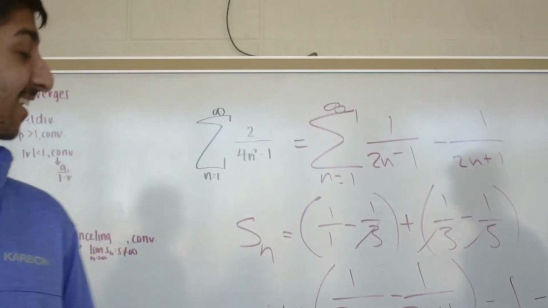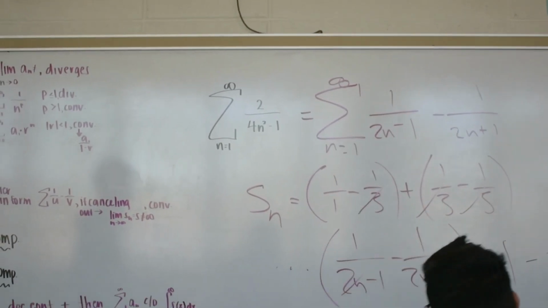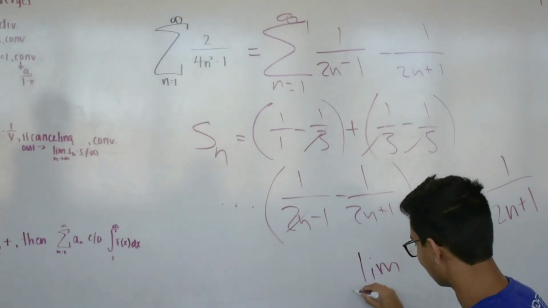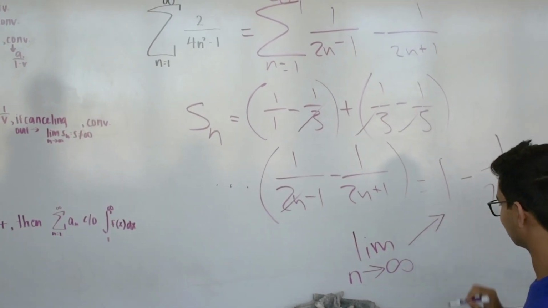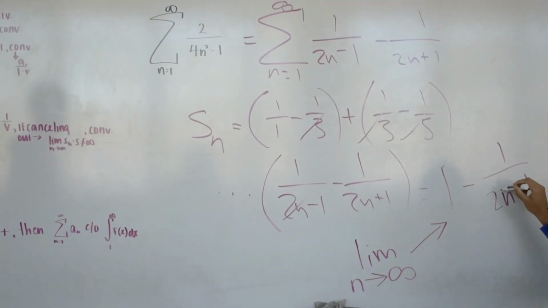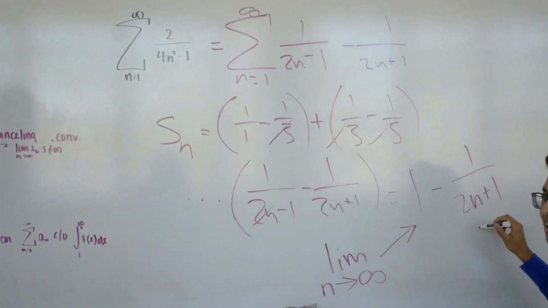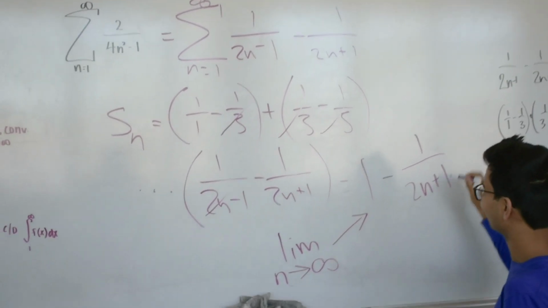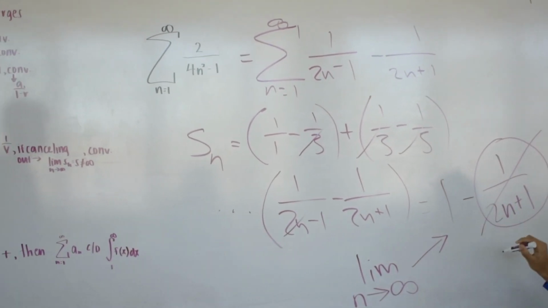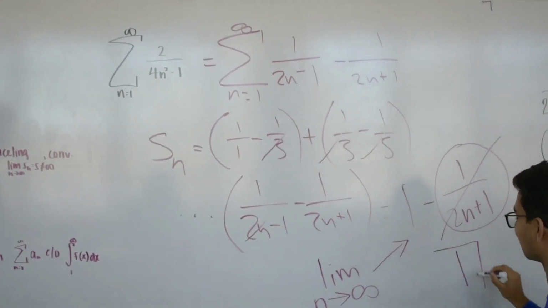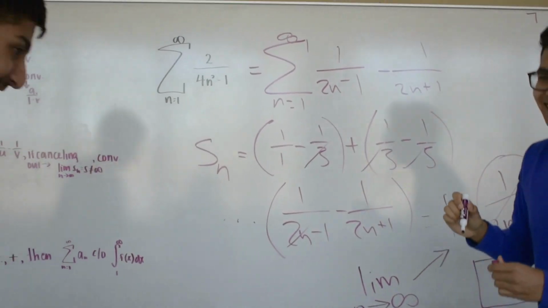Wait, we're not done yet, Harley, you goofball. We have to take the limit as n approaches infinity of this function. And since we know that the n is in the denominator, as n goes to infinity, this term is going to equal 0. So the answer is actually 1. Wait, it's 1! No.